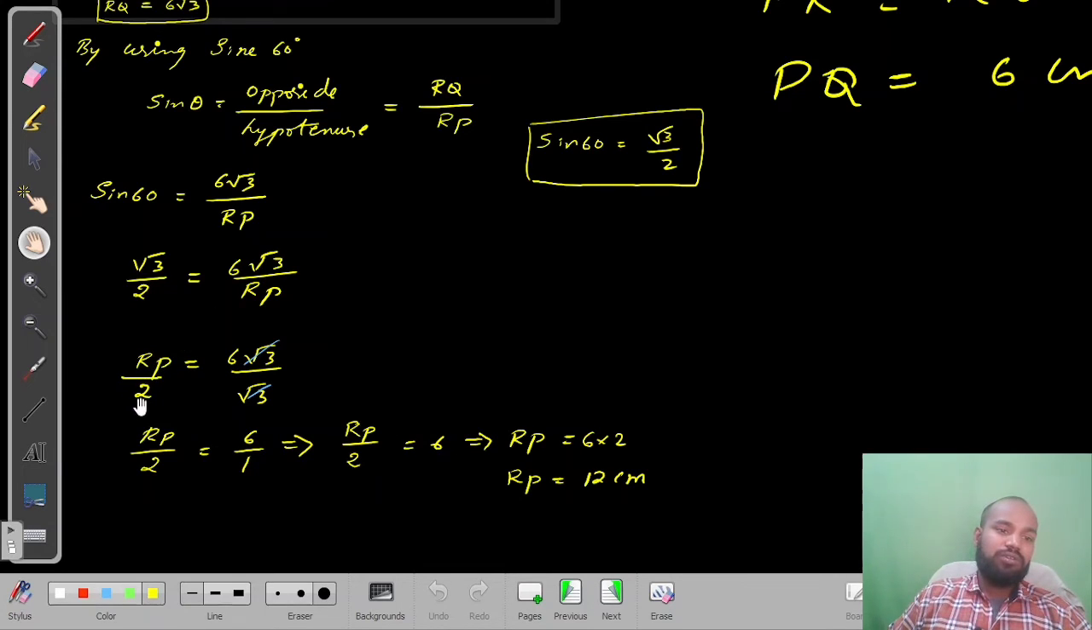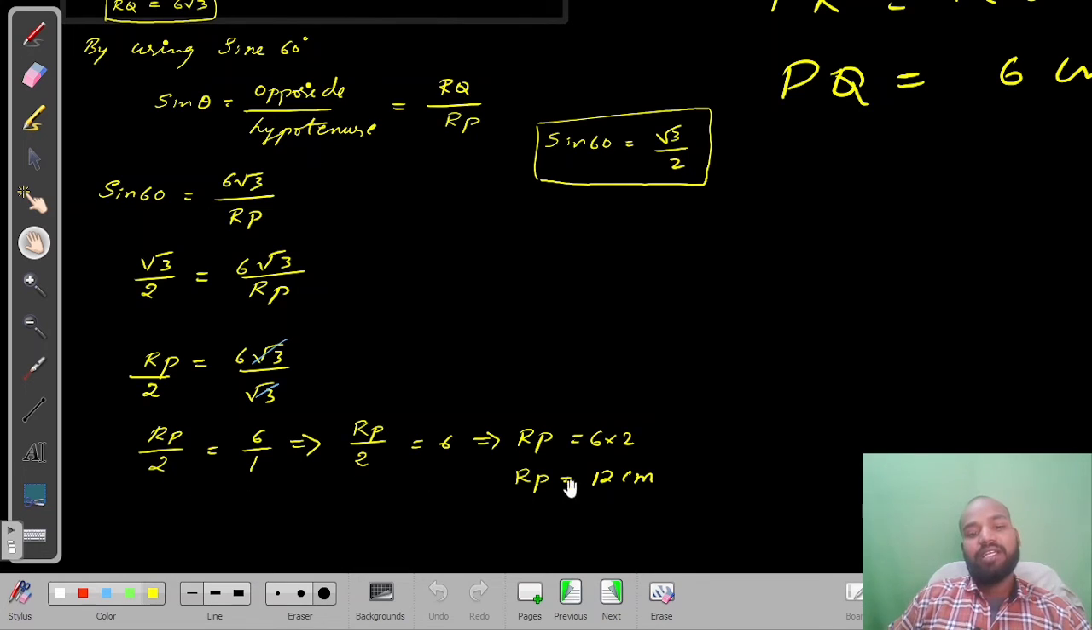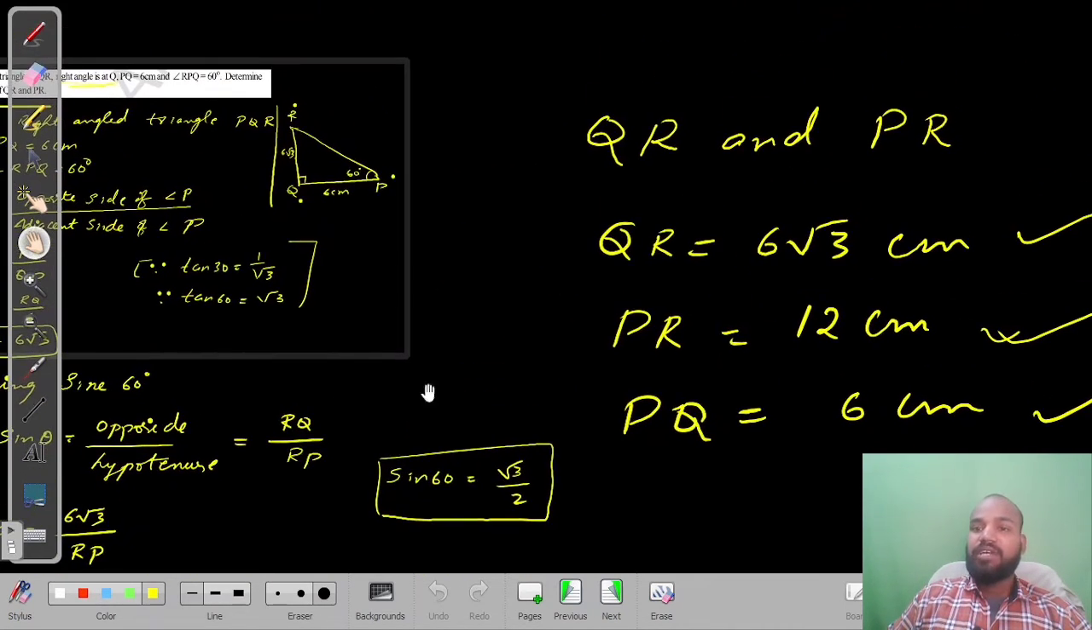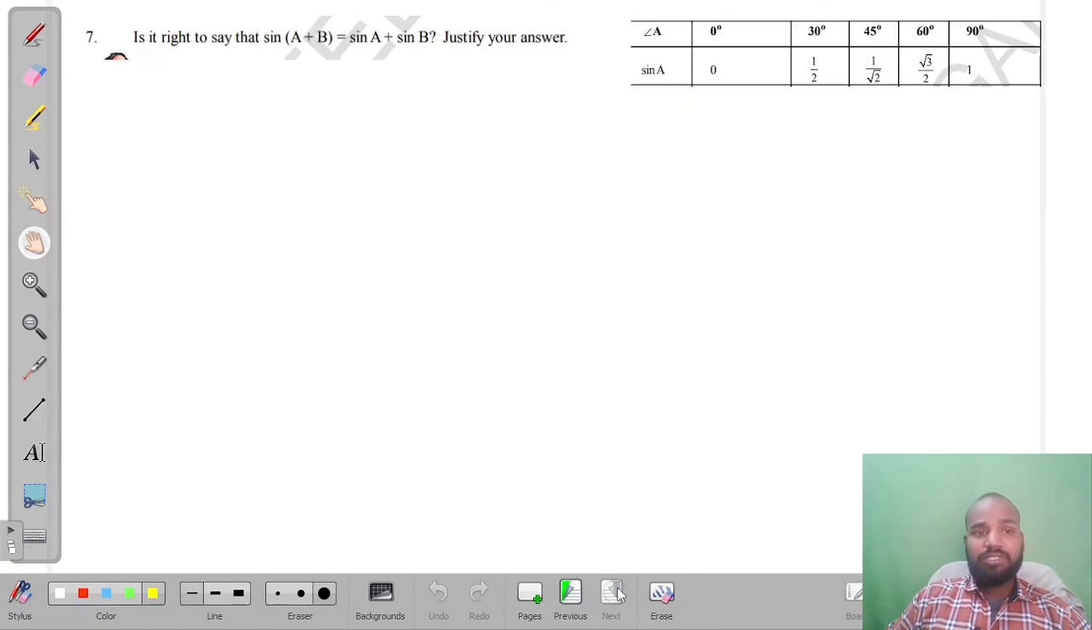So RP equals, I multiply this 2 to this side, then 6 into 2 becomes 12. We got the answer here itself. But for your clarity, I did it like this. So finally we got all the answers, right? So moving to the next question.